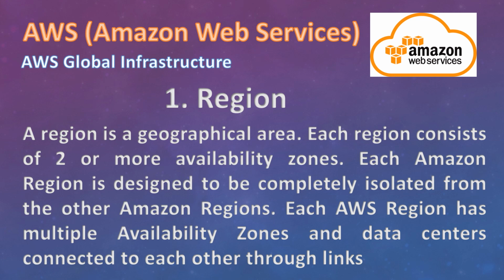First, region. A region is a geographical area. Each region consists of 2 or more availability zones. Each Amazon region is designed to be completely isolated from the other Amazon regions. Each AWS region has multiple availability zones and data centers connected to each other through links.